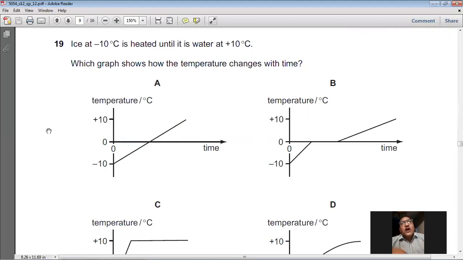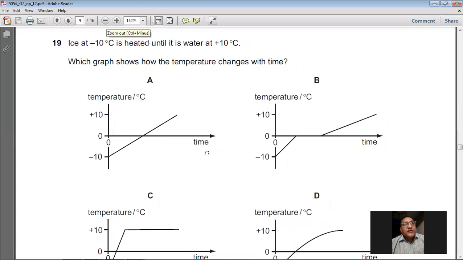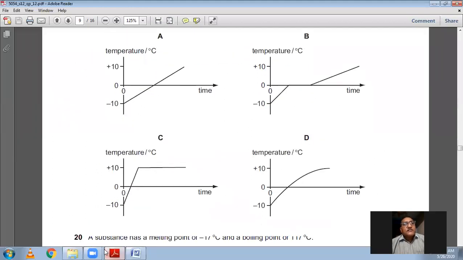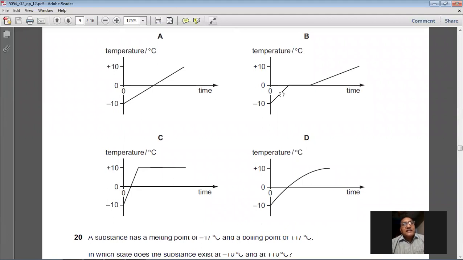Which graph shows how the temperature changes with the time? So it's a temperature-time graph, a heating curve. Let me reduce the size so you can understand it. The ice started at minus 10, and the temperature rises, and then the ice converts into water. During that process, the temperature should not change, so the curve should become flat. Once all the ice is converted, the temperature should start rising again. So B is the correct graph. B is the right option for this question. Question number 19, B is the right choice.